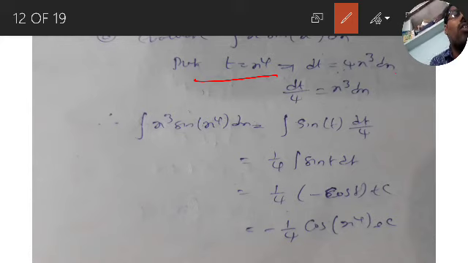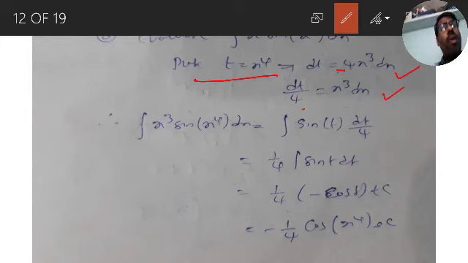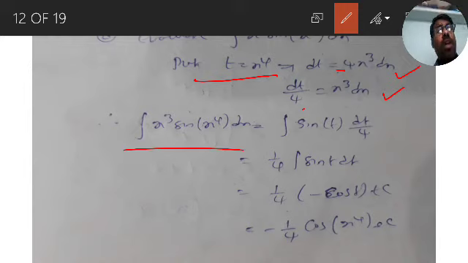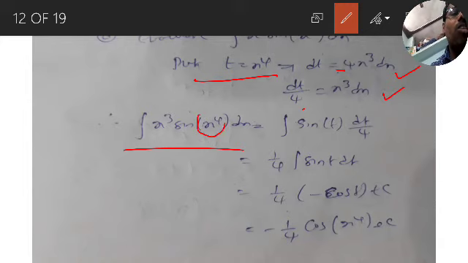The derivative is 4x cube, but in the problem you have only x cube. So take this 4 to this side. What will we get? dt by 4 is equal to x cube into dx. Now substitute all this in the given integration. In the integration of x cube into sine of x to the power of 4 into dx, at the place of x to the power of 4, put t. That is sine t.